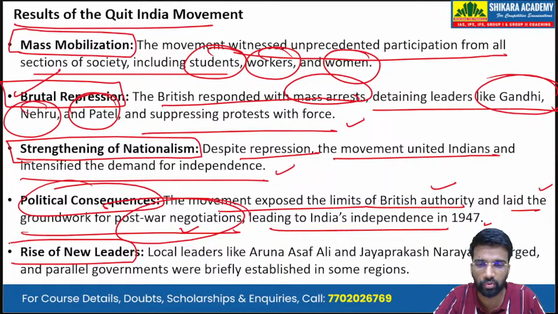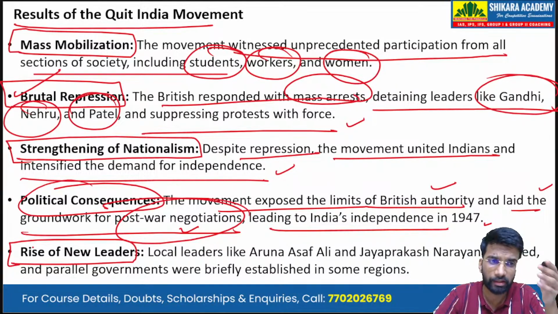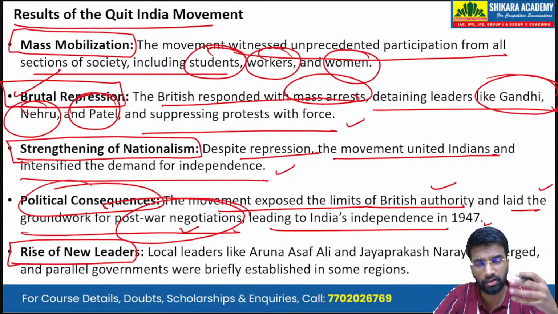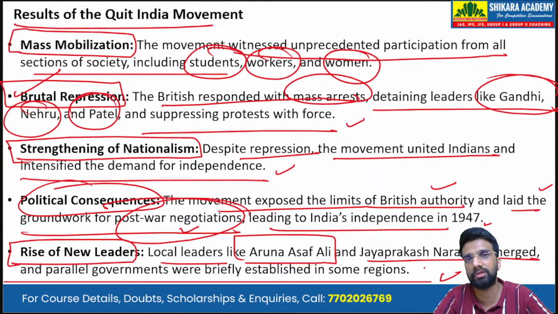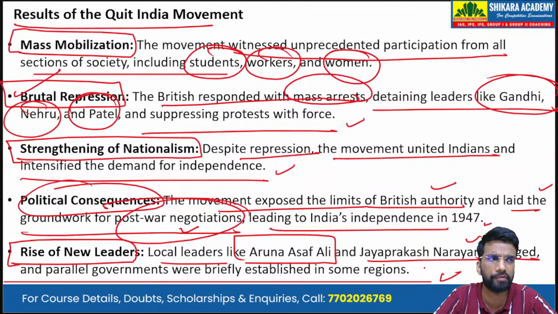Then there was the rise of new leaders, because the top leaders like Gandhi, Nehru, Patel were arrested on the very first day of the movement. But local leaders like Aruna Asaf Ali and Jayaprakash Narayan emerged, and parallel governments were briefly established in some regions, mainly in Satara and Talcher. Many of them ran for one or two years before they were suppressed by the British government.